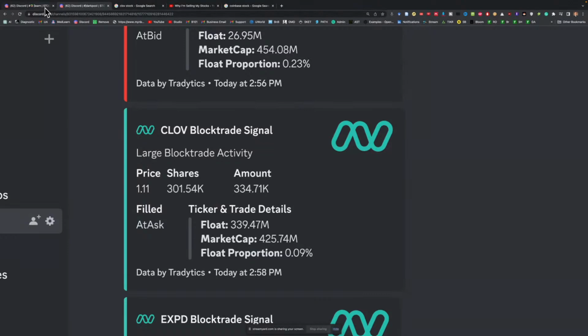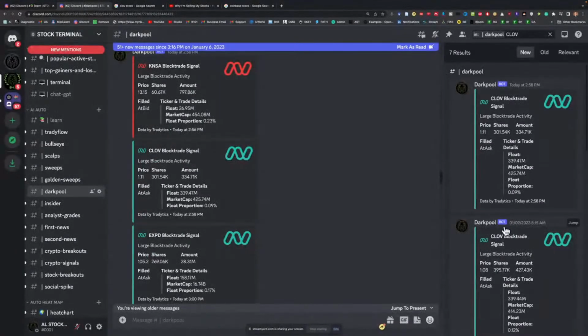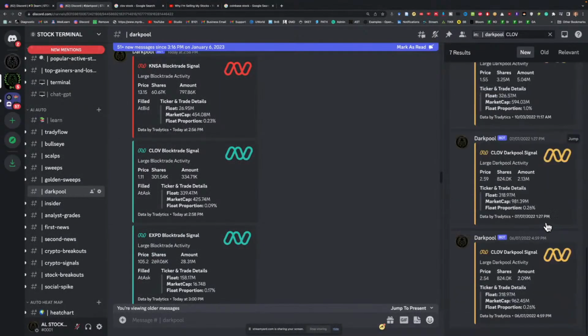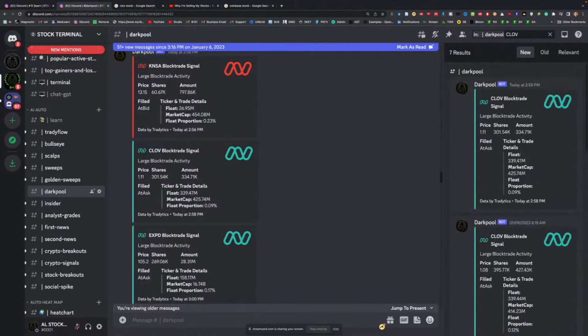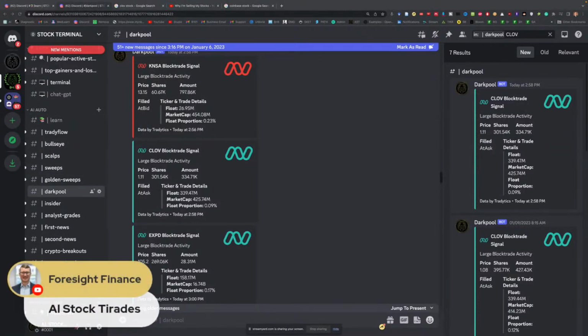But overall, I wanted to share this with you. Our members were able to pick up on this, and my apologies for not sharing this data set earlier, because this is not something new. We've been getting this since June 7th of 2022. You can search it when you look at Darkpool and then CLOV, and type in whatever ticker you want, and you can utilize our platform.